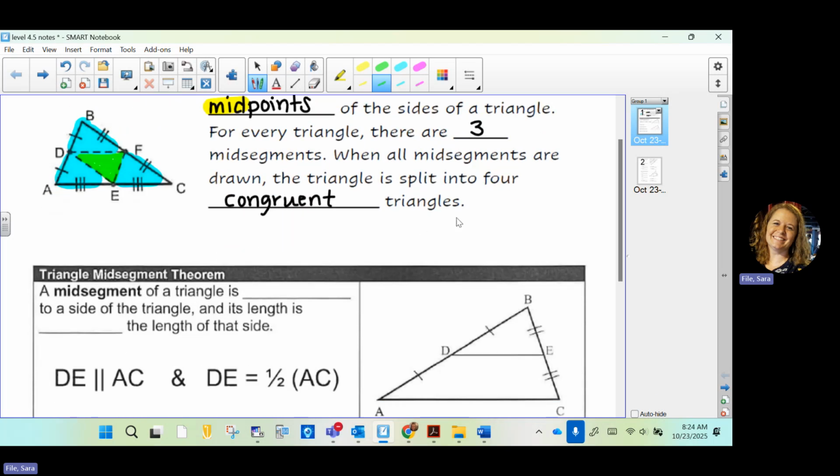So the triangle mid-segment theorem tells us that a mid-segment of a triangle is parallel to a side of the triangle. Okay, so in this image down here, we've got one mid-segment drawn. Which side of the triangle ABC does that appear to be parallel to? AB, BC, or AC?